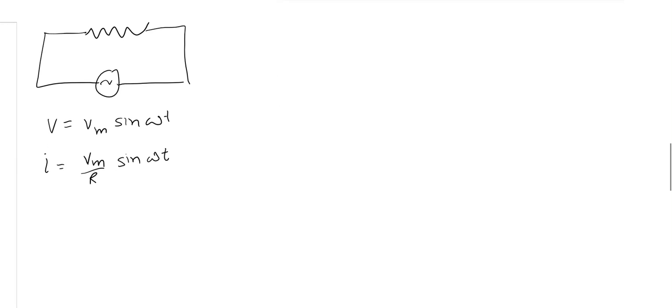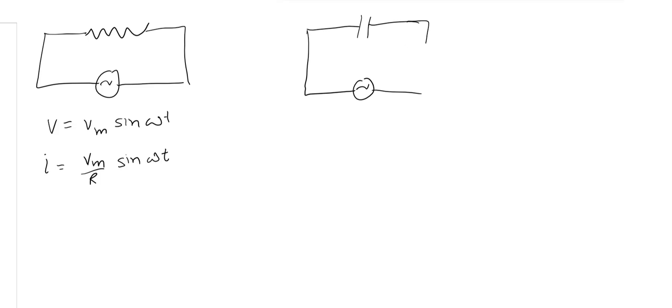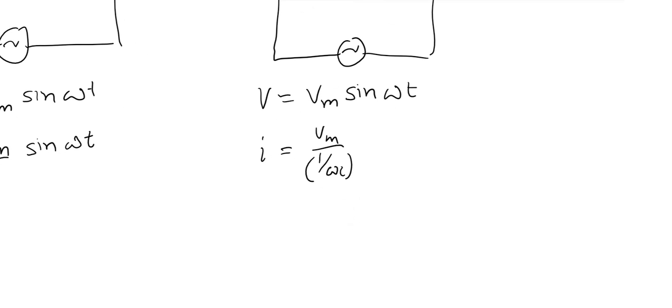Okay. Similarly, if you have a capacitive circuit, meaning an AC source connected with a capacitor only, in that case again we consider the same source Vm sine omega t, and then what is the current equation? It is Vm by Xc or Vm by 1 by omega c. Don't forget that 1 by omega c is also denoted as Xc, and then it is Vm by Xc cos omega t.